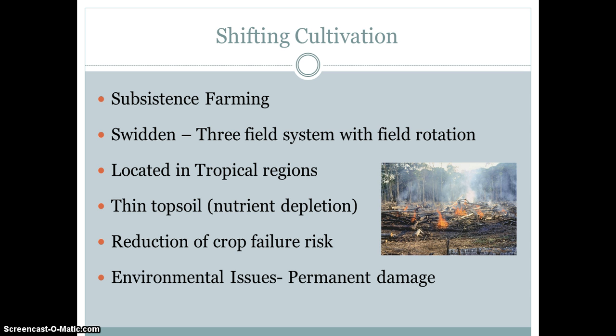But they also use many types of seed, which reduces crop failure risk. However, the environmental issue is permanent damage, because after slash and burn, the land cannot recover, and also you have to have a low population density, because this type cannot sustain that many people.